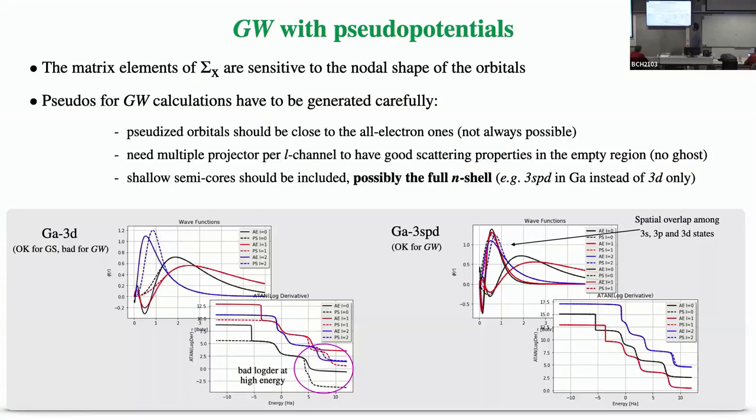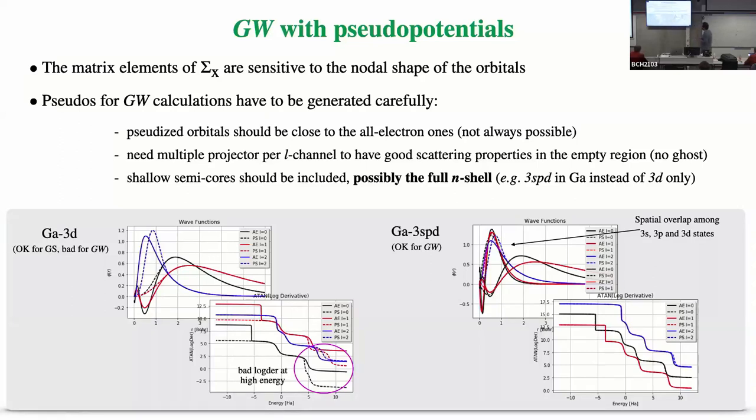If I look at this plot, what I see is that this pseudopotential has good scattering properties for occupied states, but it fails to reproduce the scattering properties of the all-electron atom at high energy states. And this is important for GW applications. And most importantly, the 3s and 3p states are not included in the pseudopotential. Now, it's very well known that this configuration is okay for ground state. If you want to do structural relaxation, band structure, molecular dynamics, this pseudopotential is perfectly fine. But this is not what I would recommend for GW calculations.